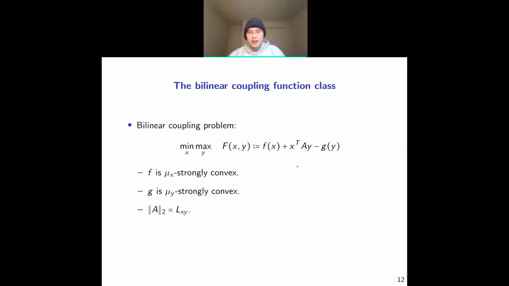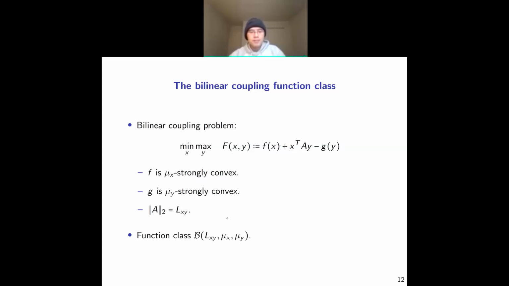And these are two completely separable terms, and the only coupling here is this bilinear term, x transpose A y. Here we just assume f to be mu x strongly convex, not necessarily differentiable, and g of y is mu y strongly convex and also not necessarily differentiable. So we do not use their gradients. We just denote the spectral norm of this coupling matrix as L xy.